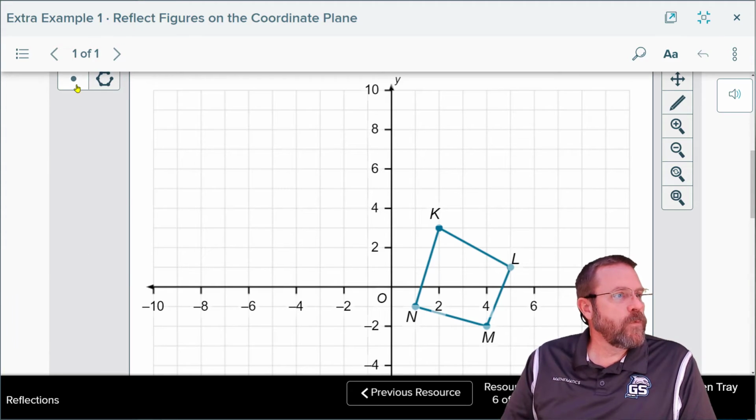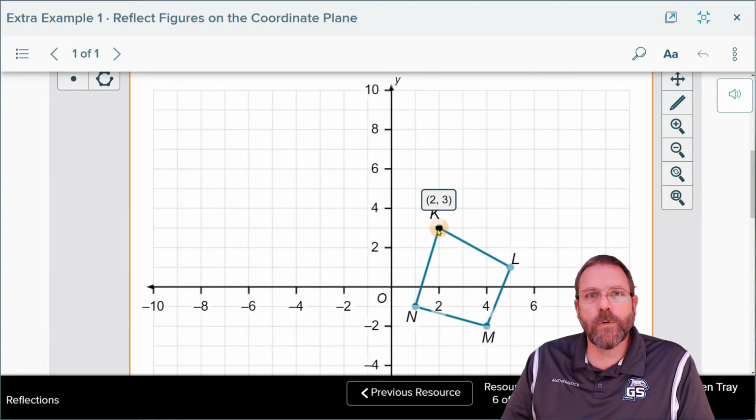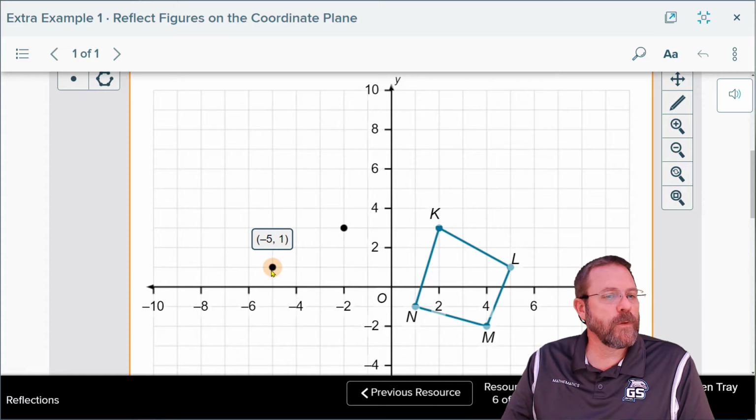Alright, so I'm going to start off with a point here, and I'll start with K. K is 2 points on the right side of the y-axis. We're reflecting across the y-axis, so I'm going to go 2 points on the left side of it. My next point is going to be point L. L is 1, 2, 3, 4, 5 spaces on the right. We're going to go 1, 2, 3, 4, 5 spaces on the left.